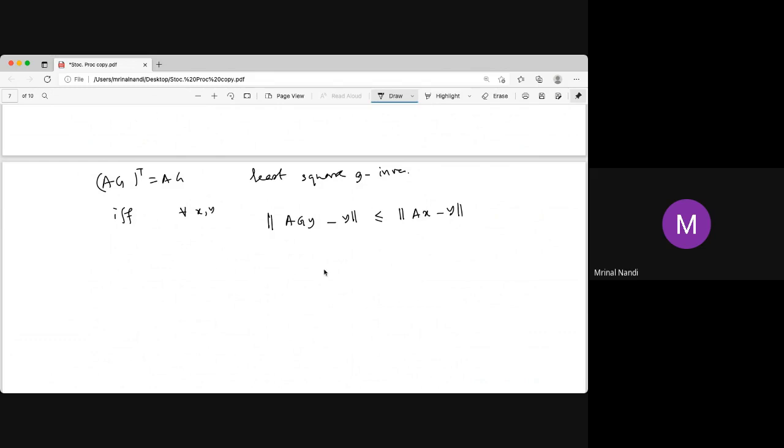We'll prove this in the next video. We'll show that if we assume AG transpose is AG, then this holds. This is a least square, which you need in statistics for the least square estimator. If it is a least square thing, then AG transpose is equal to AG for the special G, and that G is called the least square G inverse. We'll prove it in the next video.